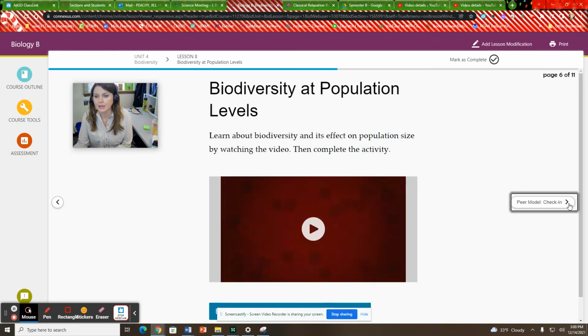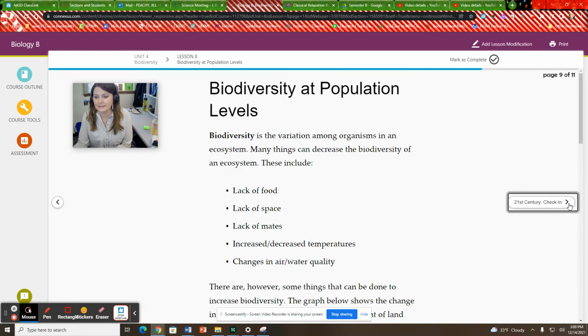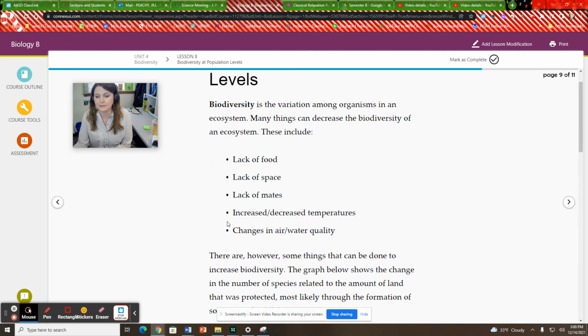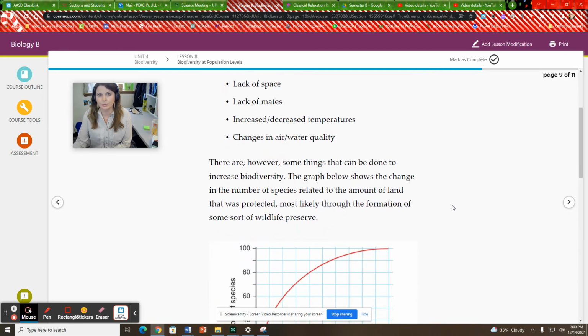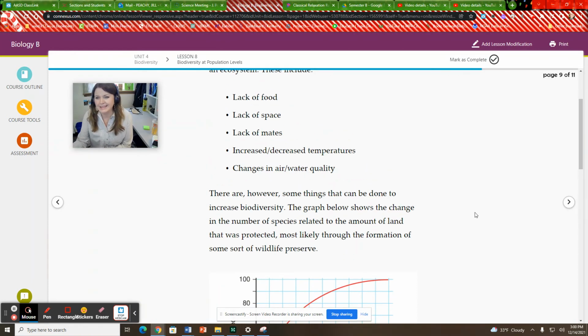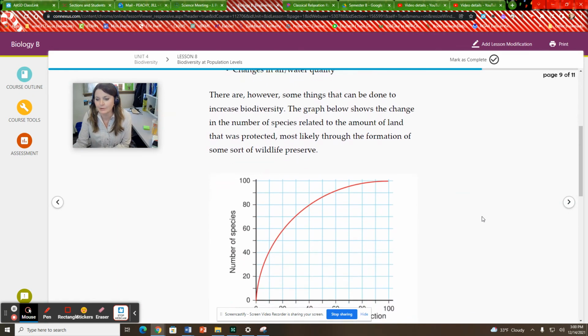So moving on to the last part of this lesson, it talks a bit more about biodiversity. And I just wanted to include this because it talks a little bit about a few more things that affect biodiversity. A lack of food, lack of space, lack of mates, increased or decreased temperature, changes in air or water quality. All of those things kind of hurt biodiversity. It's not even including competition from invasive species and stuff in this list. So both lists are somewhat incomplete, but all of those things are affecting biodiversity.